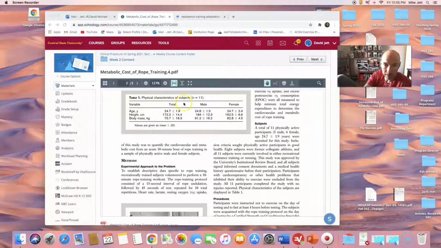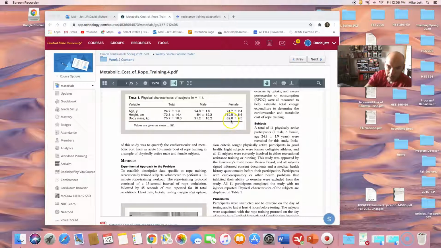So what this tells us is they had 11 subjects, okay? There were both males and females. It tells us their age overall, and then males and females, okay? So they're pretty similar. The average height of total subjects, average height males versus females, no surprise the males were taller. And then the average body mass of the subjects overall, males being 91.2 average, females being 62.8.